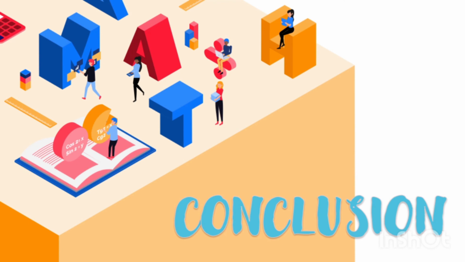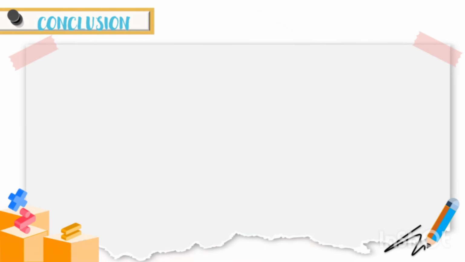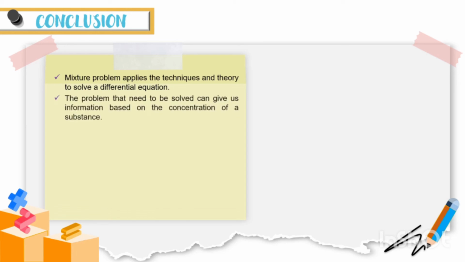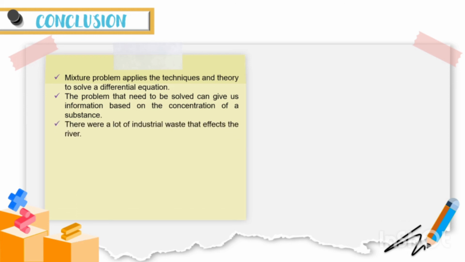Lastly, I'm going to talk about the conclusion of our report. As a conclusion, mixture problem applies the techniques and theory to solve a differential equation. The problem that needs to be solved can give us information based on the concentration of a substance. Just as what we have done with our report, we choose to analyze mixture problems on the flow of polluted river. Based on the report, we found out that there was a lot of industrial waste that affects the river. This proved that there was an extreme pollution in the river for the past 2 days.